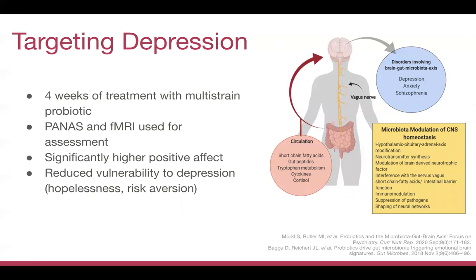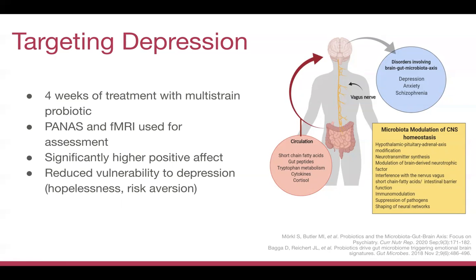And lastly, depression. So this is focusing on the HPA axis, that gut-brain axis. This is a huge topic, and we're not going to go deep into that today. However, what we are going to look at is a particular study that I really love to look at because it used a 4-week treatment. So that's a pretty short time frame. And it was a multi-strain probiotic targeting stress and depression and anxiety.